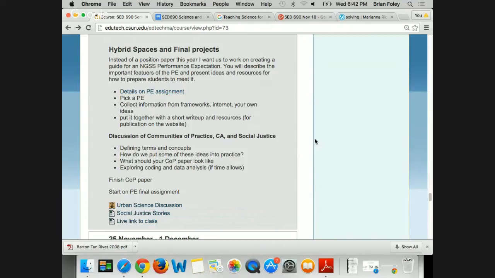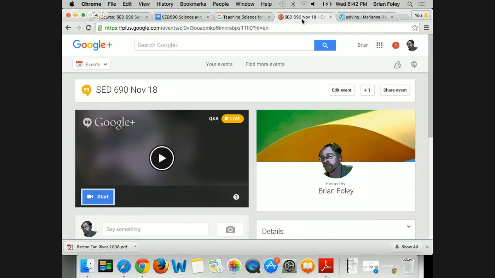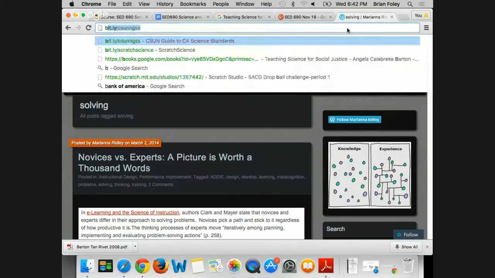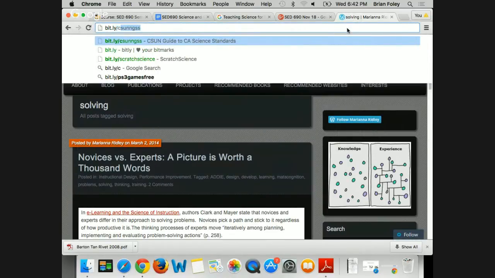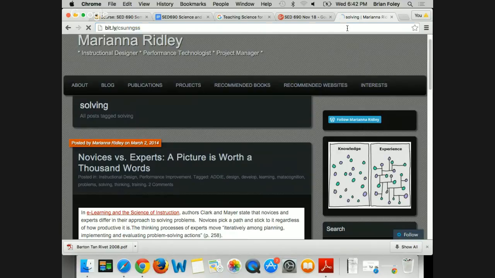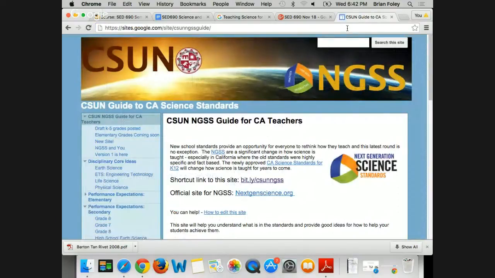I think one of the things people were saying is they wanted to really connect lessons to the new standards, see where the connections were. And that's also something we need for the website, right? As we talked about before, what's the website again? Anybody remember it? bit.ly/csunngss. If you don't remember that, that gets you to this site. We have this beautiful new logo. Very nice.